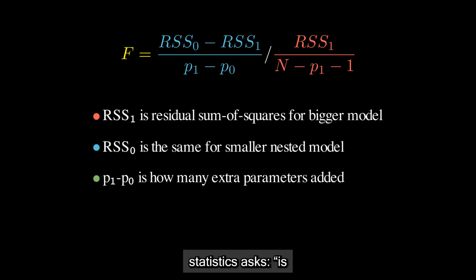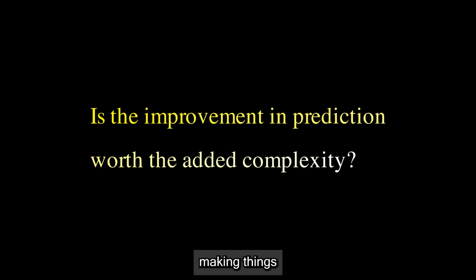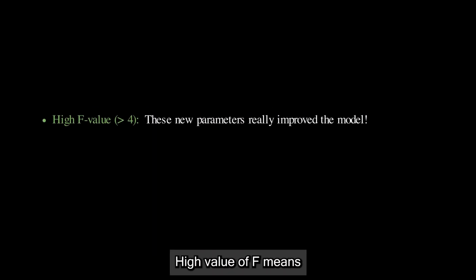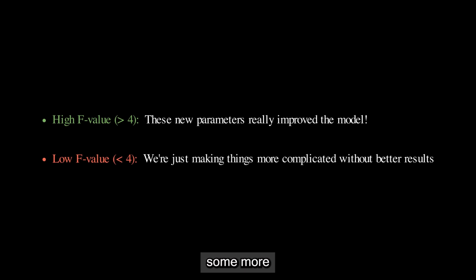The F statistic asks, is the improvement in prediction worth the added complexity? Are we just making things more complicated without real improvement? A high value of F means these new parameters really added some more information. A low value of F means that we are just making things more complicated without any better result.